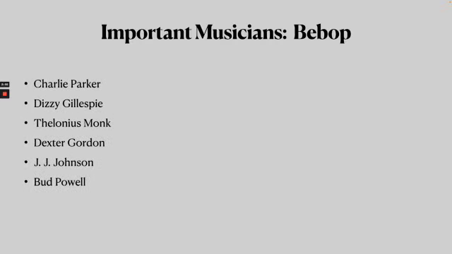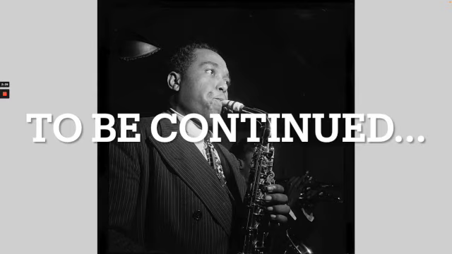Several important musicians vital to the development of bebop were alto saxophonist Charlie Parker, trumpeter Dizzy Gillespie, pianist Thelonious Monk, tenor saxophonist Dexter Gordon, trombonist J.J. Johnson, and pianist Bud Powell. Here's a picture of alto saxophonist Charlie Parker. Parker's style of improvisation would become an enormous influence upon all jazz saxophonists who came after him.